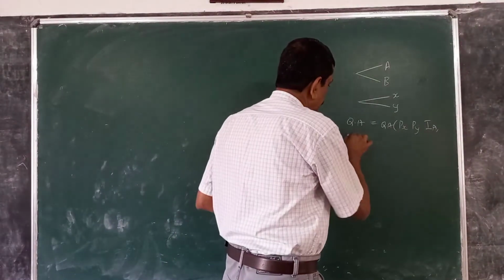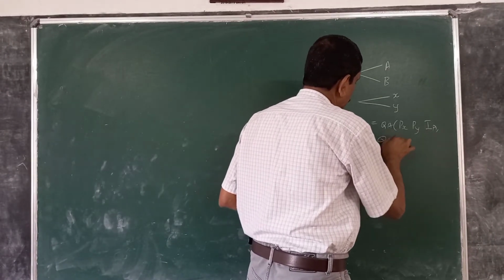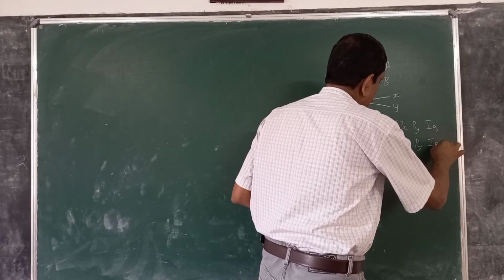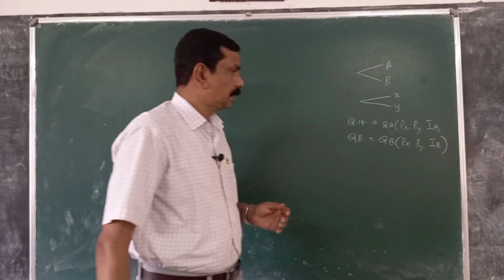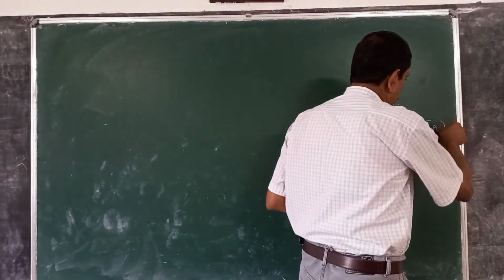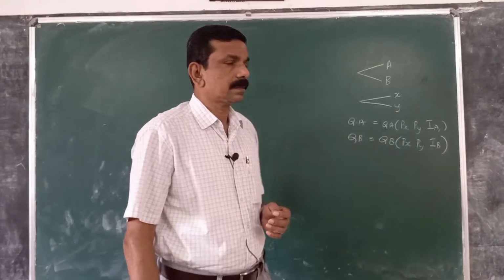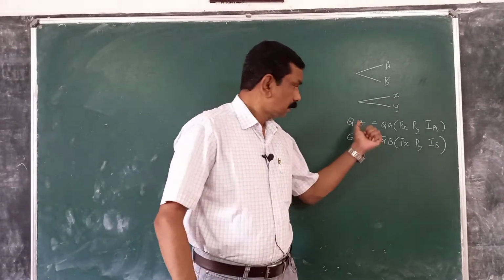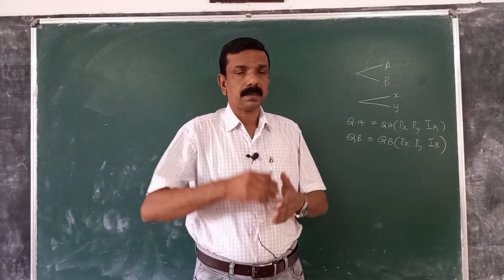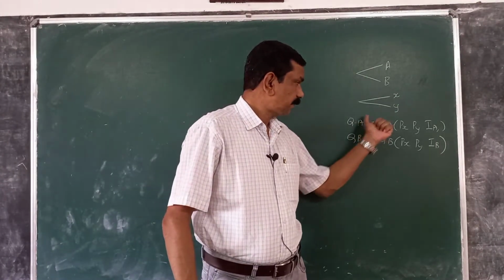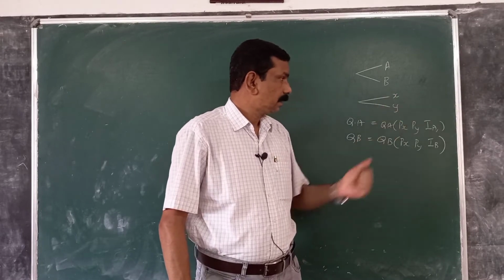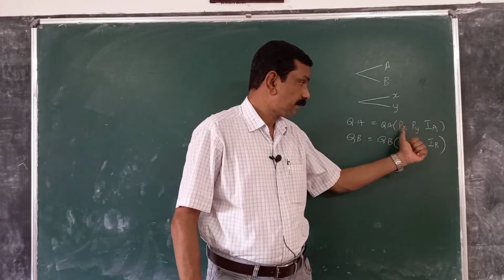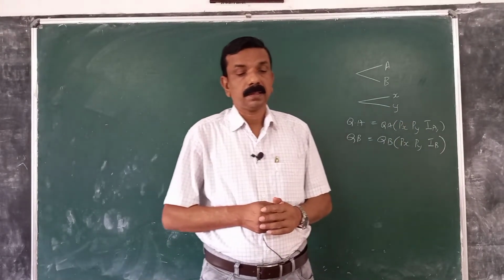Similarly, quantity demanded by B is QB. It's a function of Px, Py and IB. These are the individual demand functions. QA and QB are the quantities of X demanded by consumers A and B as a function of Px, Py and income.